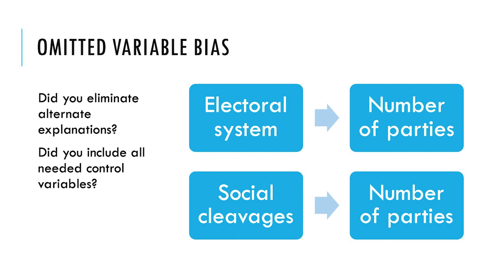The final threat to the internal validity that I'm going to talk about here is omitted variable bias. The third and most important part of demonstrating causality is ruling out alternate explanations. So when you don't do that, you have omitted, or left out, a control variable. Let's go back to the US two-party system. If we want to prove that this is a result of our electoral system, then we don't just have to show that the institution came first, but we also need to show that nothing else explains our number of parties better. Another common theory of what determines the number of parties has to do with social cleavages.